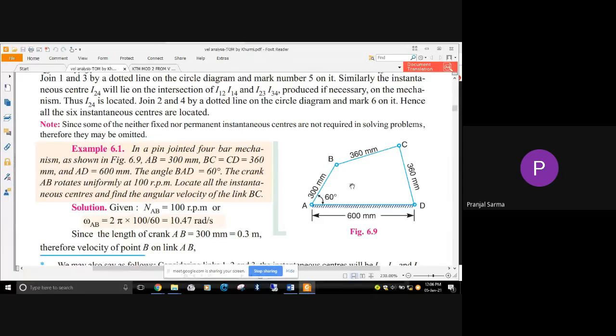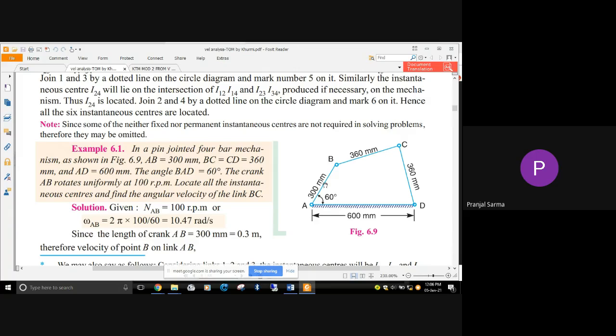So what is the problem statement? We have a pin-jointed four-bar mechanism as shown in the figure on the right-hand side. The link AB length is given as 300 millimeter. BC and CD are the same, with length 360 millimeter, and AD is given as 600 millimeter. The angle BAD is given as 60 degrees. The crank is AB, and it is rotating at a uniform velocity of 100 rpm.